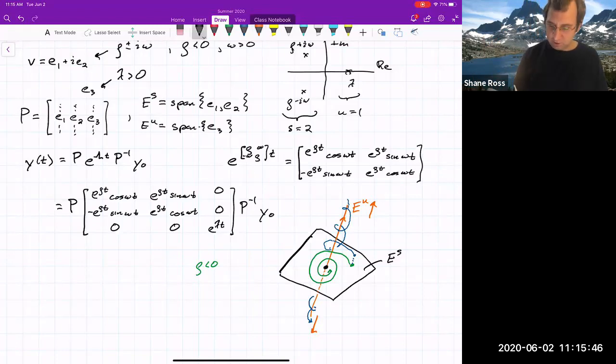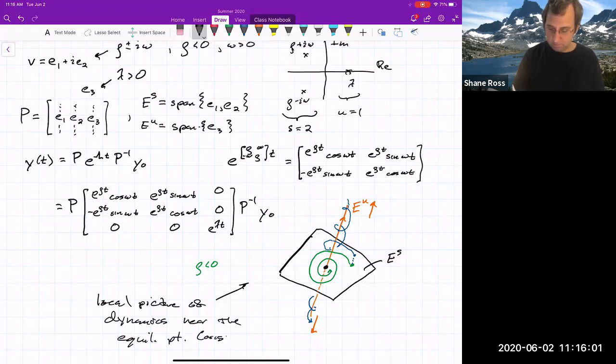So this is the local picture of the dynamics near the equilibrium point, which is the origin. This kind of tells us everything we need to know. There's some spiraling going on. In general, everything's going to leave because we have an unstable direction. Anytime there is an unstable direction, it will tend to dominate as time goes forward.